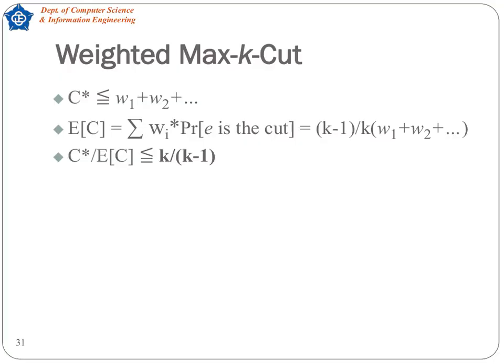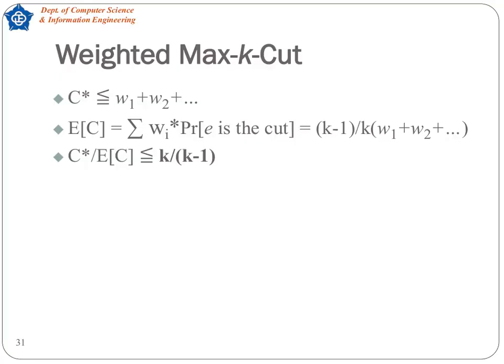Next, we define the expected value of the cut, often denoted as E of C. How is this calculated? It's the sum of each edge weight, Wi, multiplied by the probability that that specific edge is included in the cut. Interestingly, this expression simplifies quite nicely to (k-1)/k, multiplied by the total sum of all edge weights.